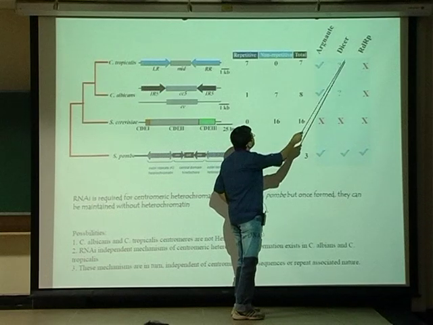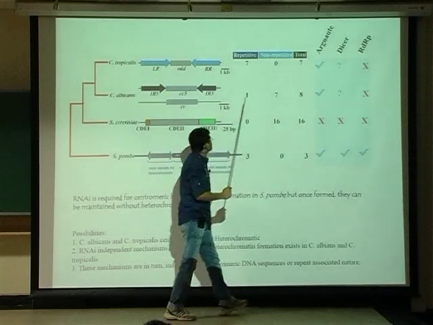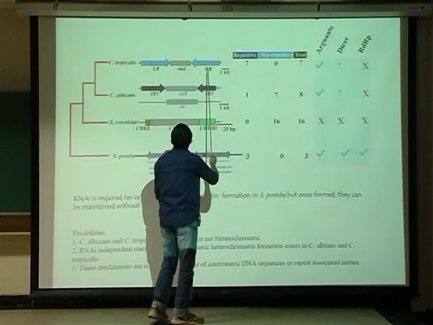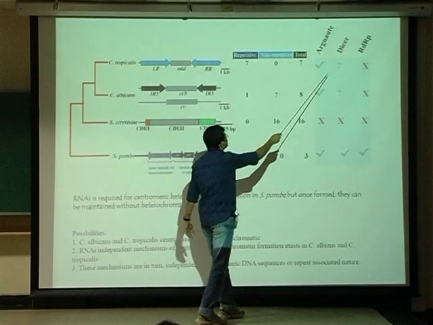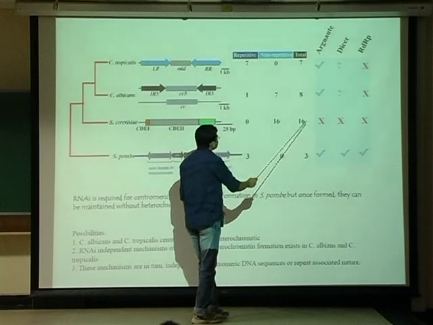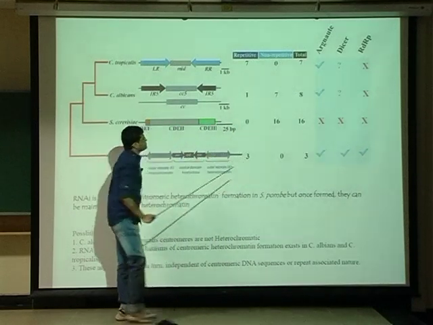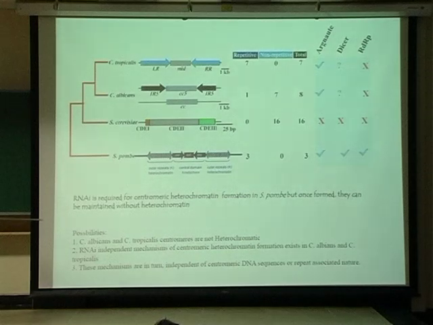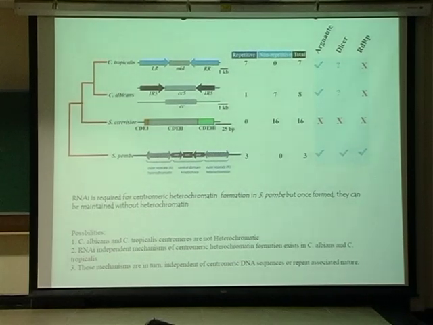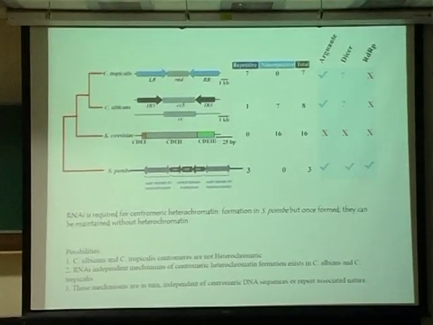So if you look at the key RNAi proteins in these three species, you will find that Candida tropicalis doesn't have the dicer, as well as Candida albicans. But these three proteins are required for their function. And so I am looking at three possibilities, one of which is that albicans and tropicalis centromeres are not heterochromatic. There are also other possibilities, but I am currently looking at this first objective. So I am trying to see if it is really heterochromatic or not.